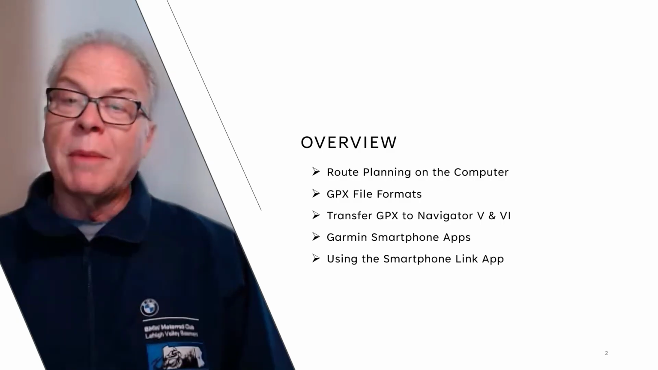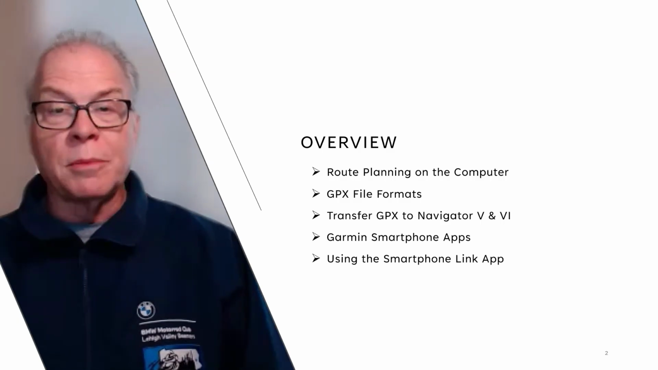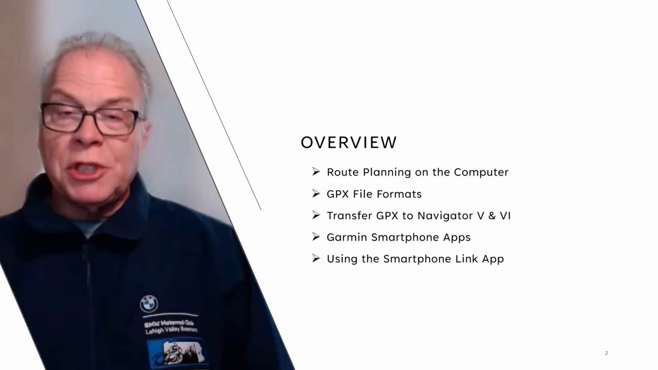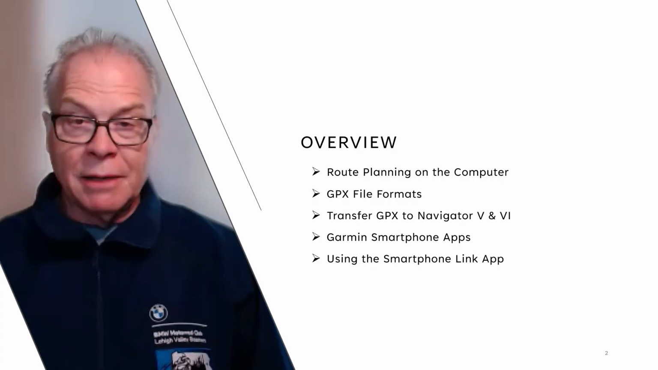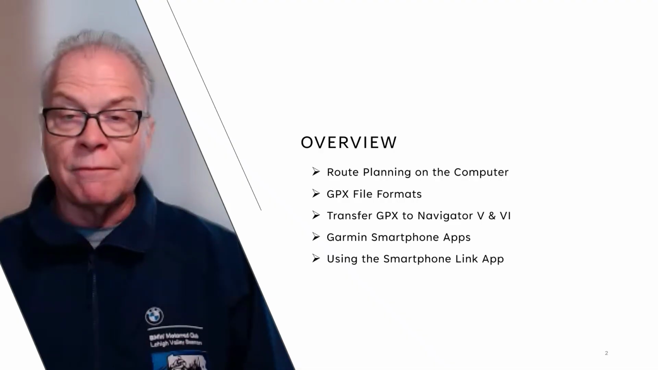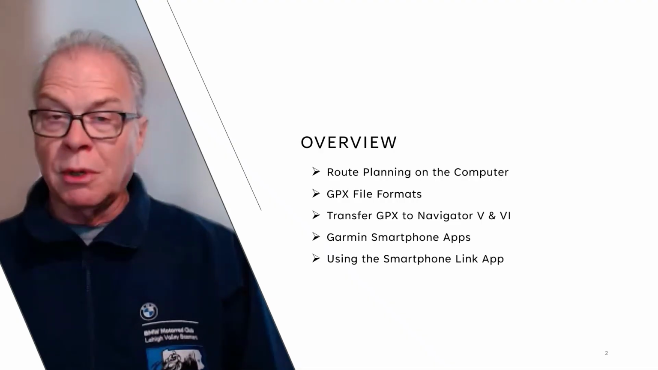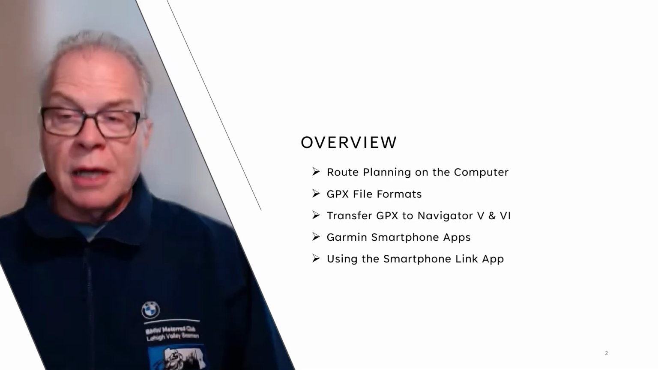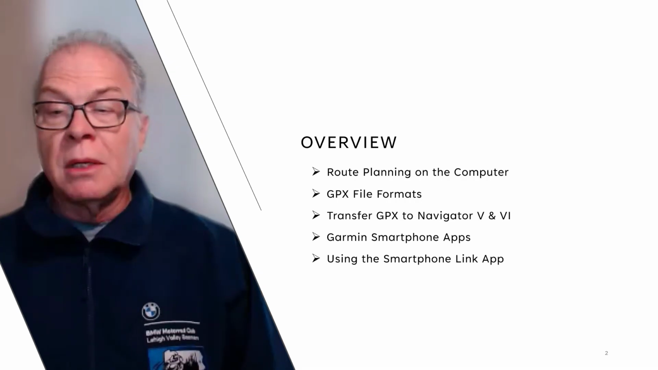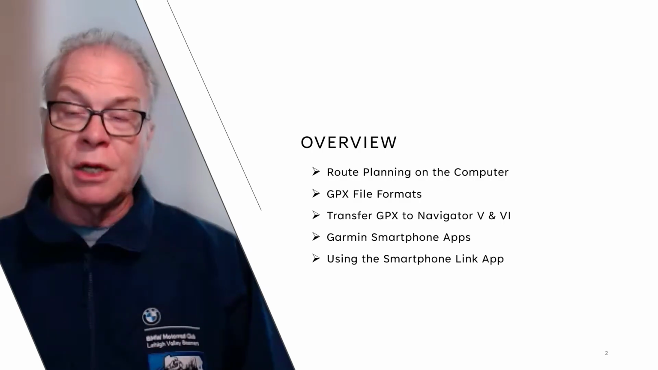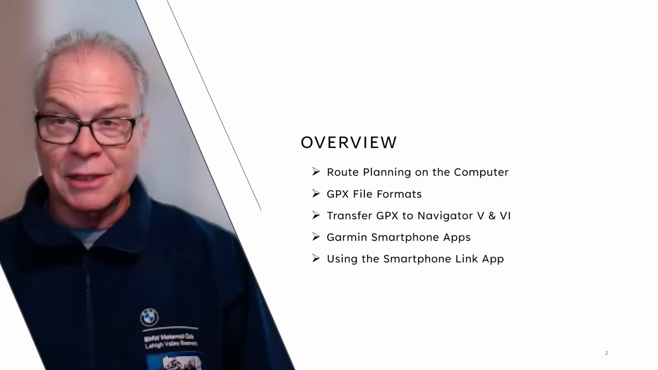These are the things I'm going to talk about in this video. First, a little bit about how to plan a route on the computer, which GPX file format to save it in, and a little of the differences between the file formats, how to get that GPX file from the computer or from your friend onto your Navigator 5 or 6. Then I'm going to mention the various Garmin smartphone apps and show you how to use the one for the Navigator 5 and 6.